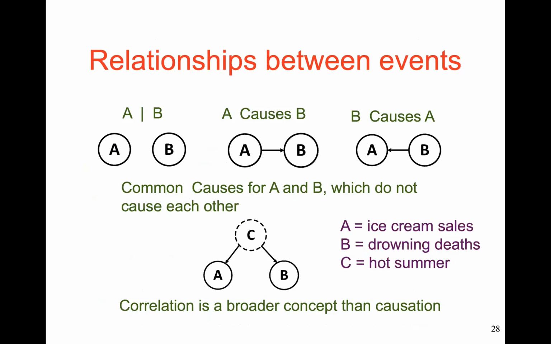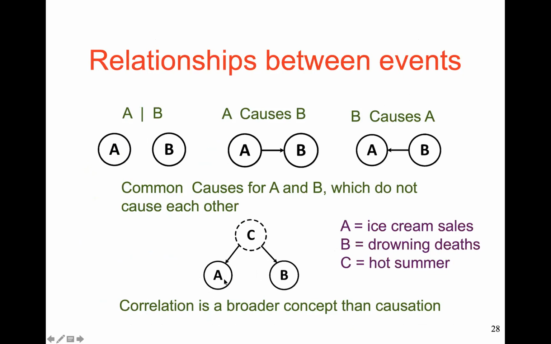So, relationship between events. Okay, here is event A and event B, which are independent, nothing to do with each other. A causes B is this graph, A causes B. B causes A is this graph, B points to A. And then we have common causes for A and B, which do not cause each other. So A and B do not cause each other, but there is some common cause. And what kind of an example is that?